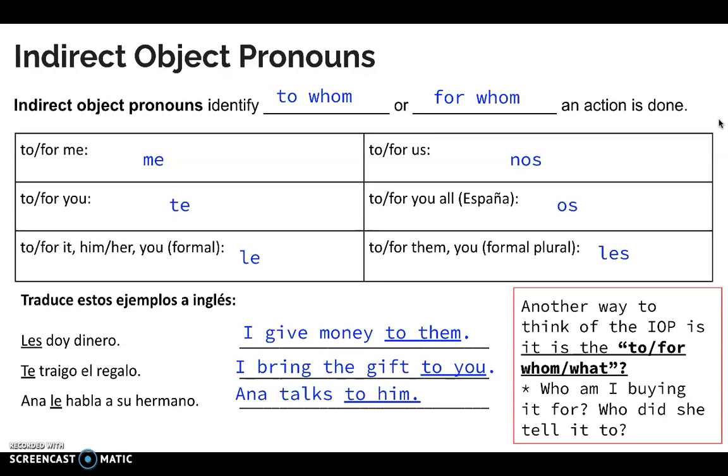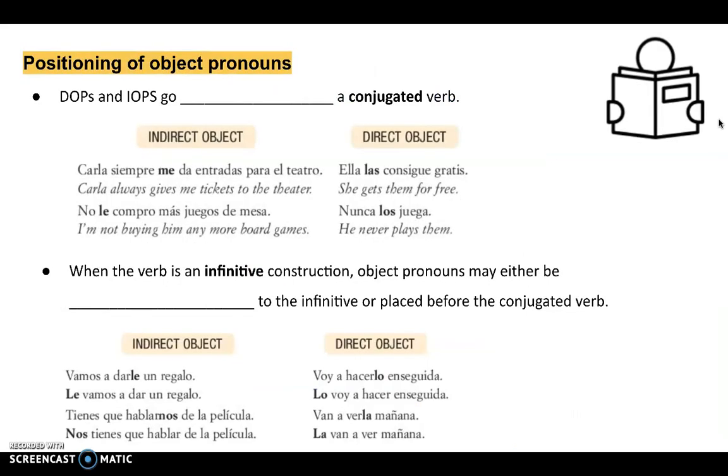Another way to think of an IOP, to distinguish it from a DOP, is it is the to or for whom or what. So who am I buying it for? Who did she tell it to? Or what am I buying it for? Okay, so an example would be like, I'm buying it for my house, or something like that. Okay, so at this point, you guys are probably familiar with IOPs and DOPs and what the actual words are. We're going to be working a lot on the positioning of direct object pronouns, and also how to do more than one in a sentence.